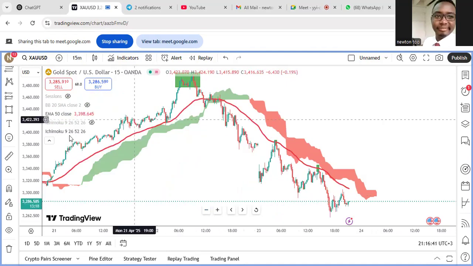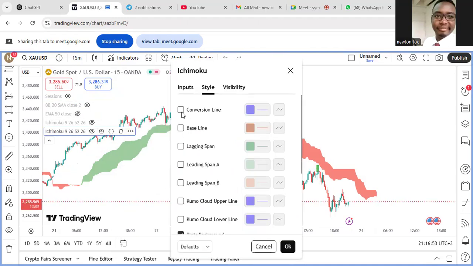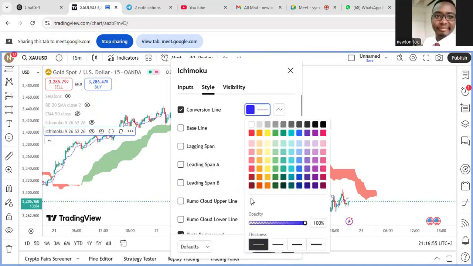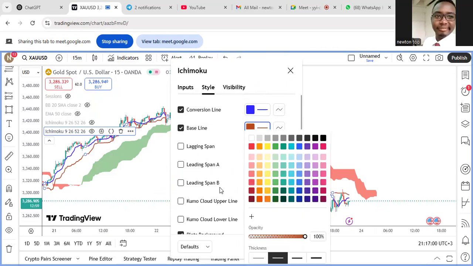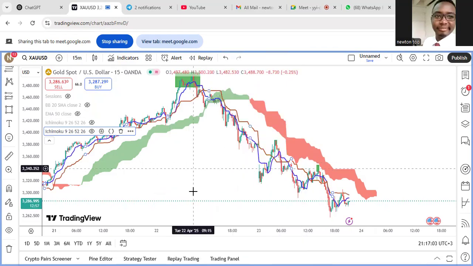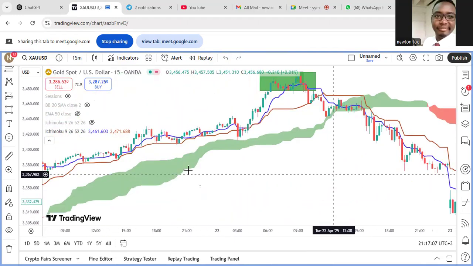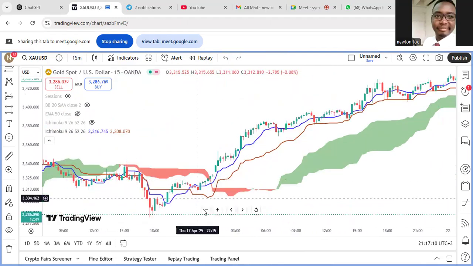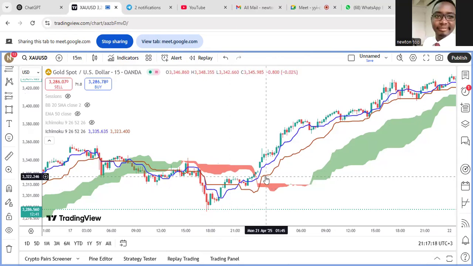So tukimalizia we can check maybe crossover. Let me remove the 50. Tukimalizia we set crossover. So crossover is when the conversion line crosses above or below the baseline. Iko hivi sasa. Unaona guys? So this one is called a crossover. So this the blue line is called conversion line, then the brown line here is called the baseline.